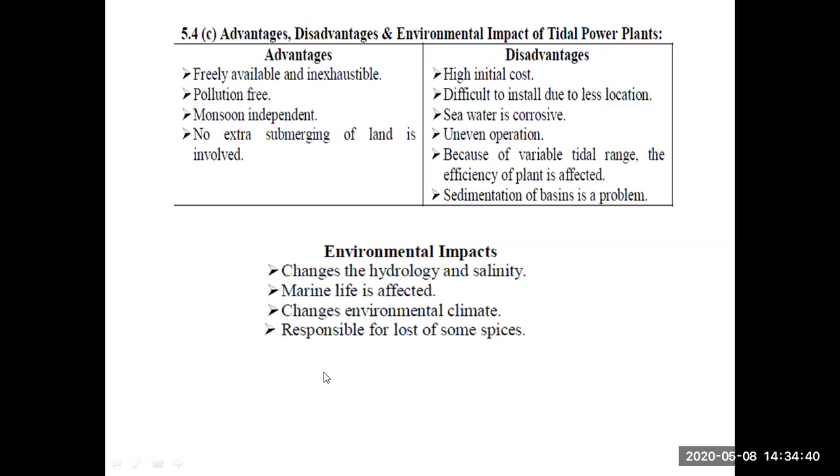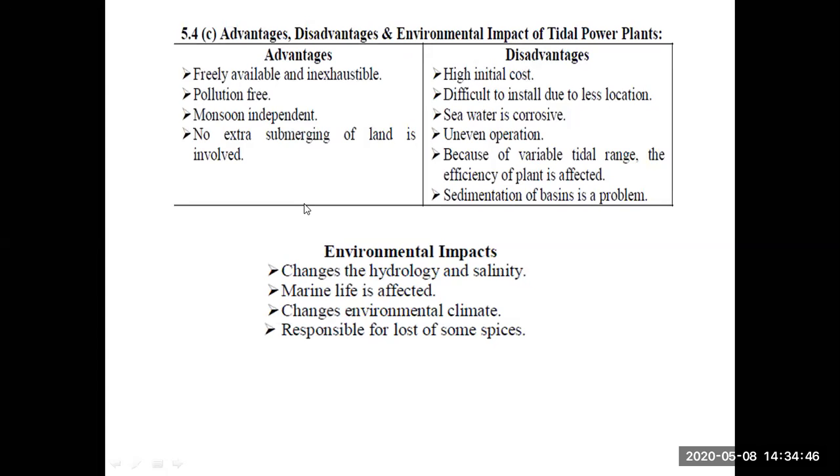So here we can see the advantages. It is freely available and adjustable energy, environment pollution free, monsoon independent, and no extra submerging of land is involved. Only the coastal area is required for this type of power plant. So these are the advantageous points for the tidal power plant.